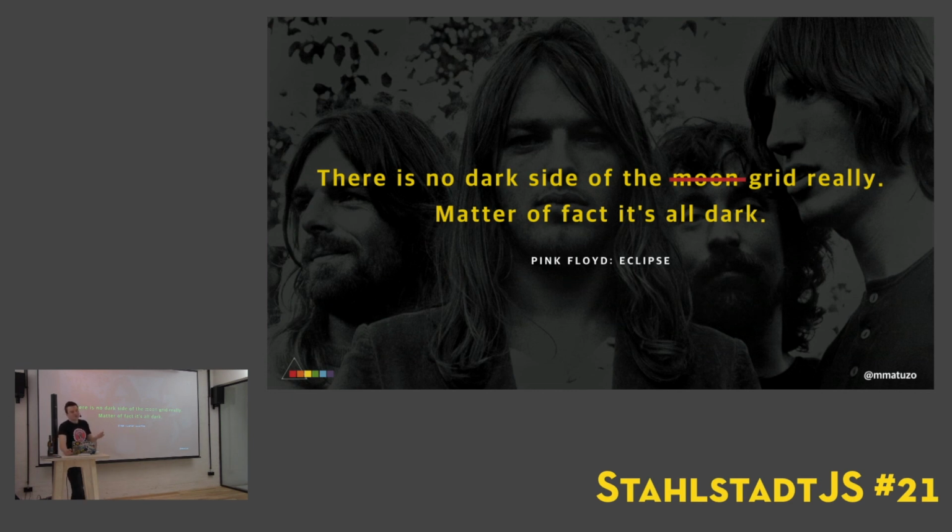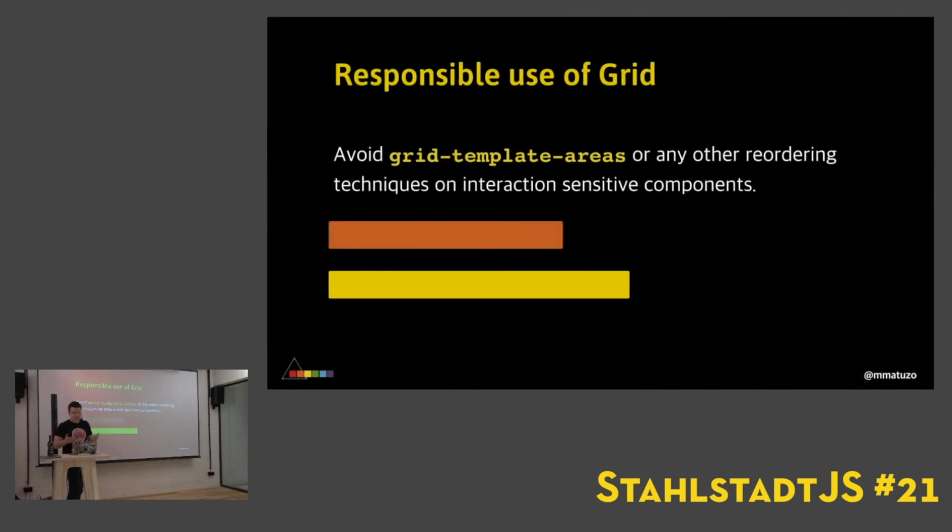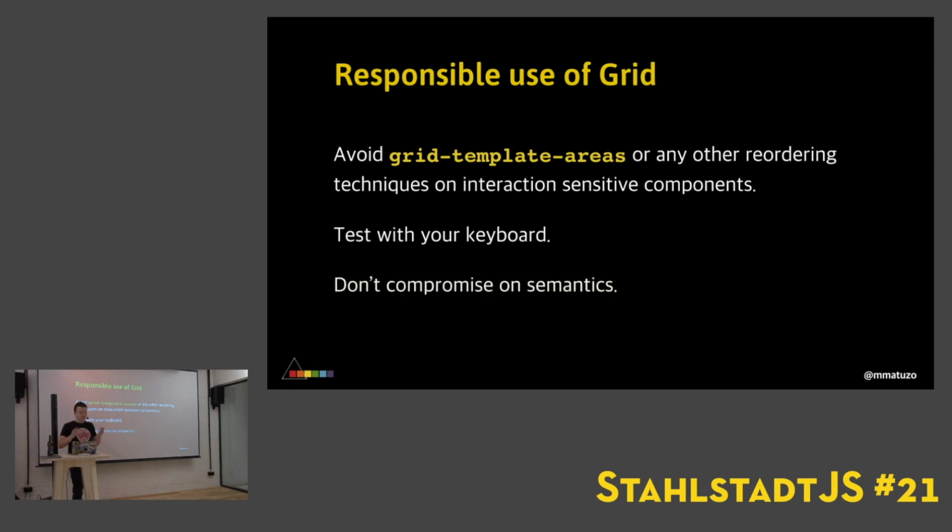Use grid. Grid is so great. I'm using it in production for more than a year. Just use it responsibly. So if you use grid template areas or grid flow or anything, just don't use it on very interaction sensitive components like a gallery, where it would make a lot of sense to use it, but at least test it. Test it with your keyboard a lot and test it on different screen sizes. That's really important. Don't compromise on semantics. If you see yourself compromising on semantics just in order to be able to use grid, don't use grid. Take care of HTML. HTML is very important.